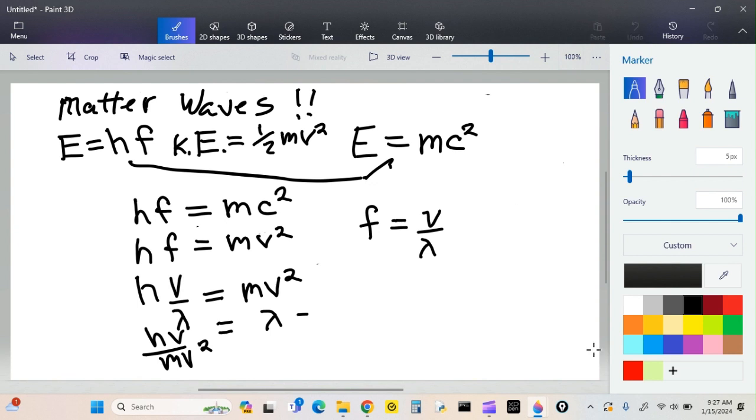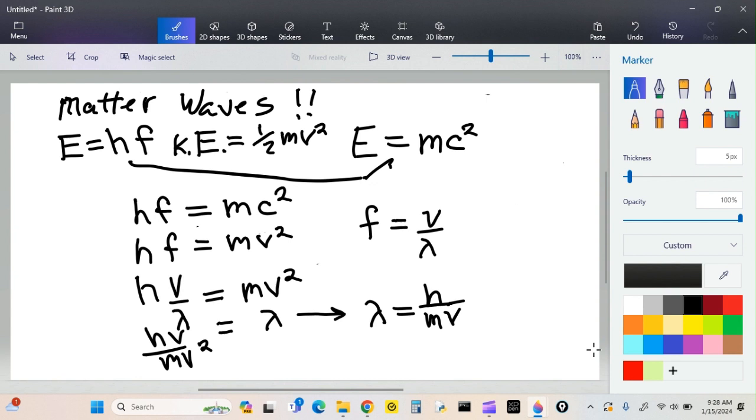Now, where am I headed? What's the final step here? Well, the final step is, I'll put the wavelength over on this side, and you'll see that the velocities cancel out. So I've got wavelength equals h over mv. That means this is the wavelength of some mass that is moving at a certain velocity.